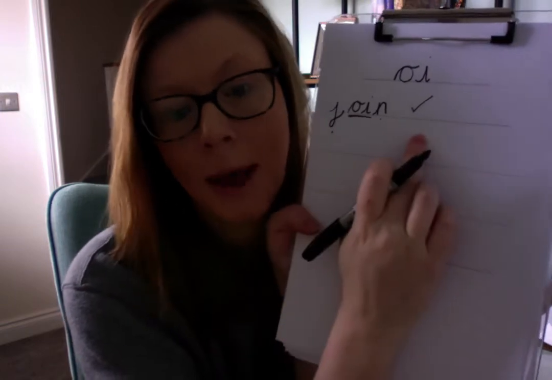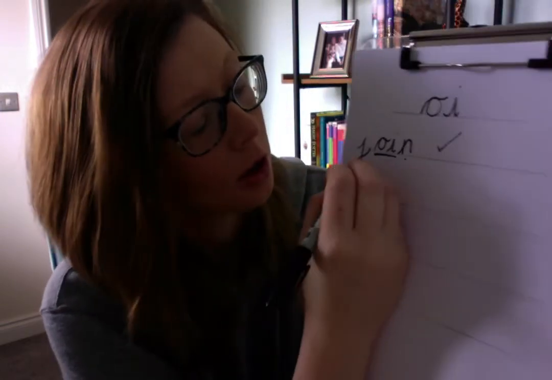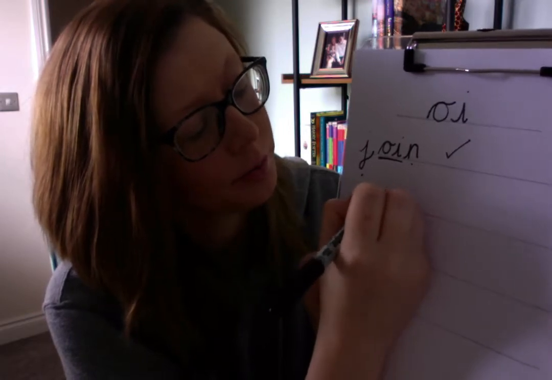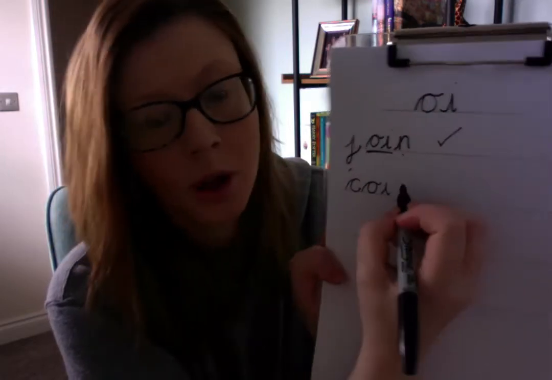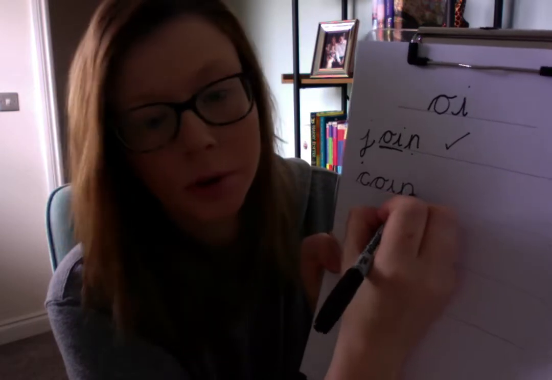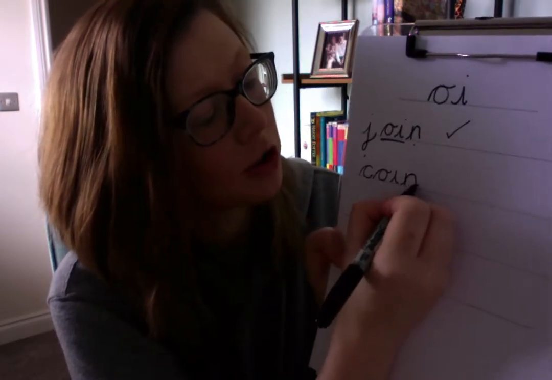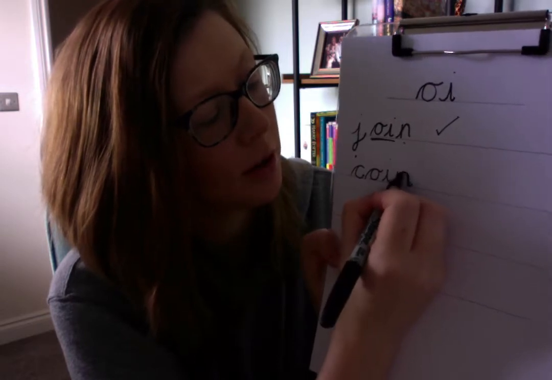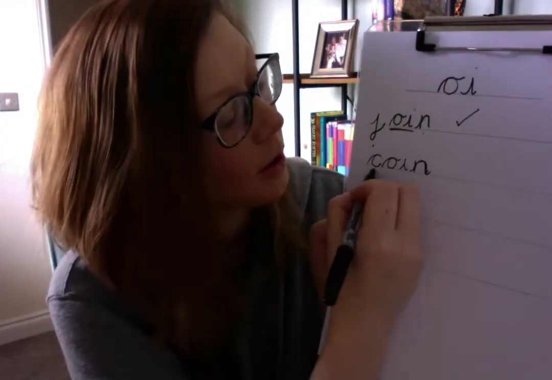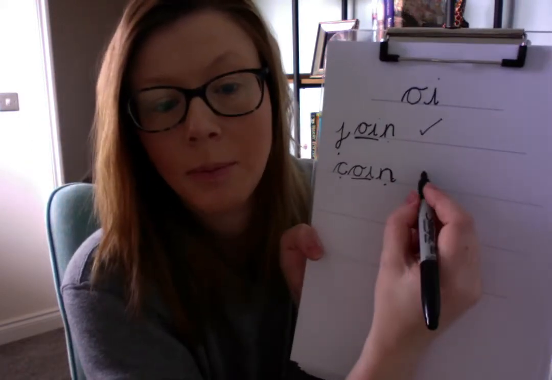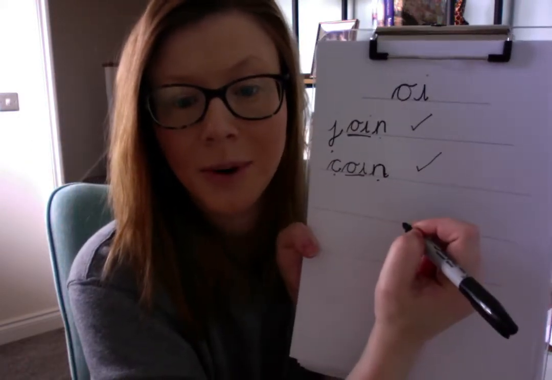Okay. Now all of these letters should all be the same height. Ready? I, n, coin. Oh, that wasn't a very good n. Make sure it goes all the way at the bottom of the line and then hook it up. Coin. K, I, n, coin. Give yourself a big tick if you got it right. Well done, everybody. Okay, last one is a little bit trickier.